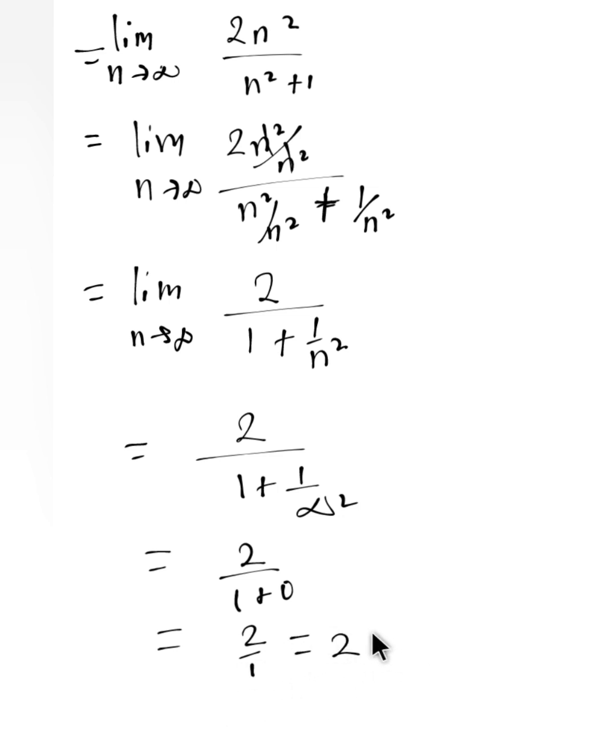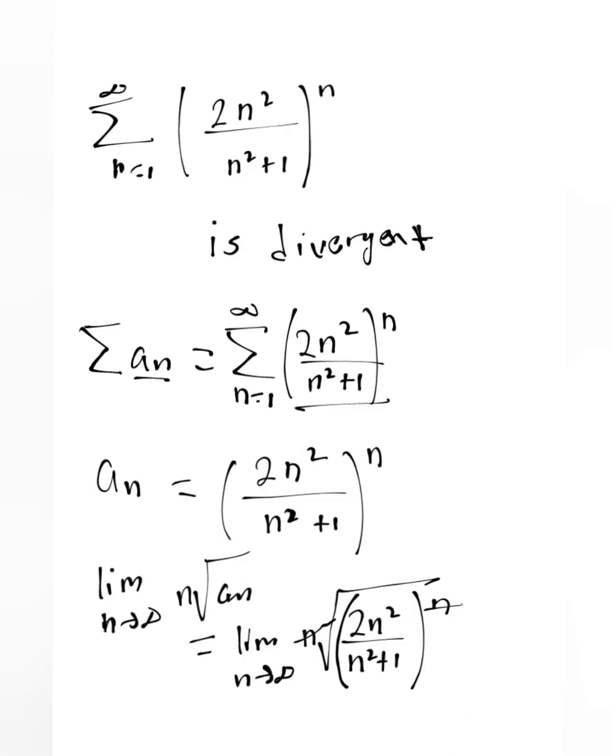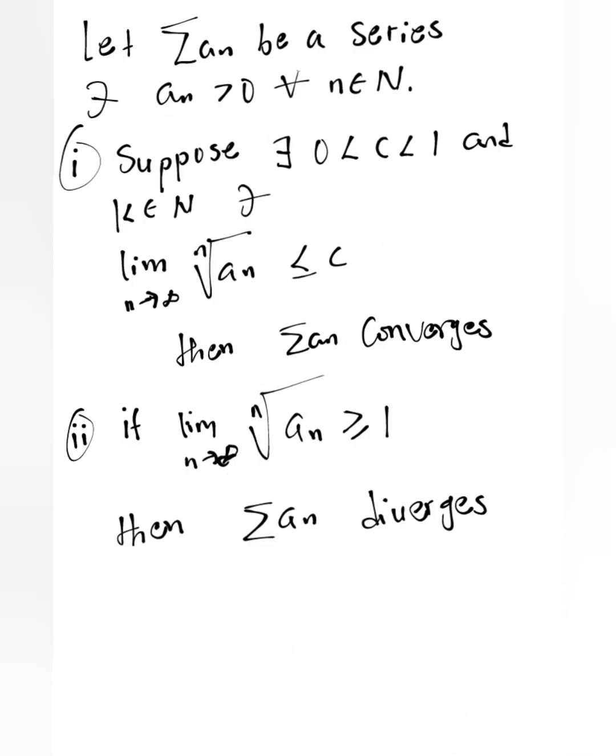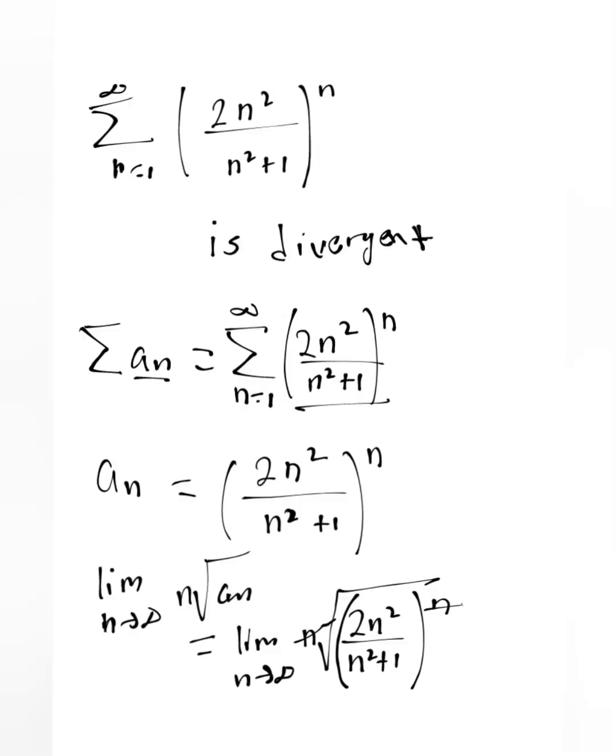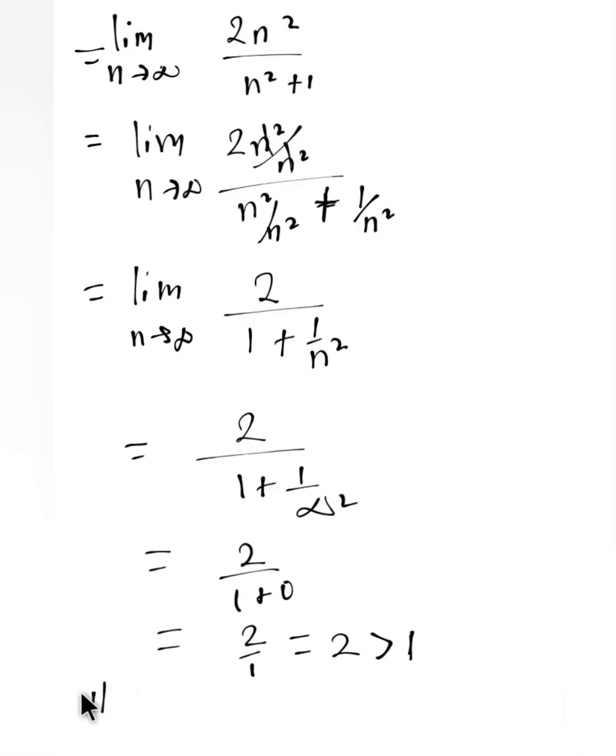And since 2 is greater than 1, let's see the condition. In the definition of the root test, if the limit is greater than or equal to 1, then the series diverges. So hence, the series diverges.